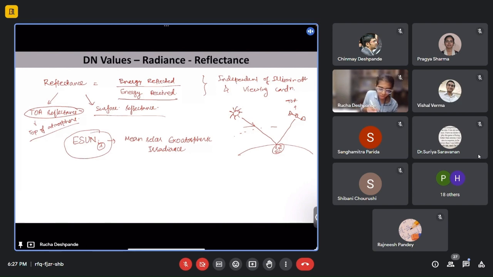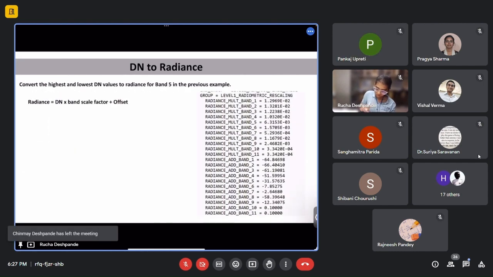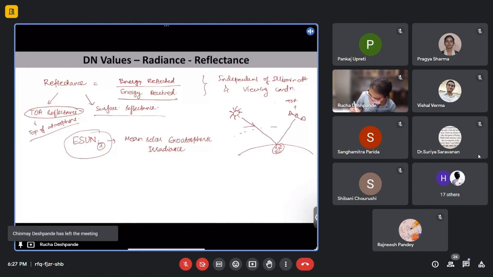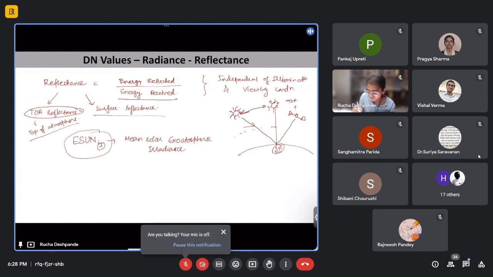This value is defined assuming that the sun is perpendicular to the surface. But this condition is not true all the time. The sun might not always be perpendicular to the surface, and its position might be varying, right? So we have to account for this varying position.